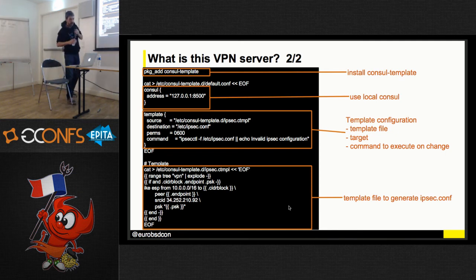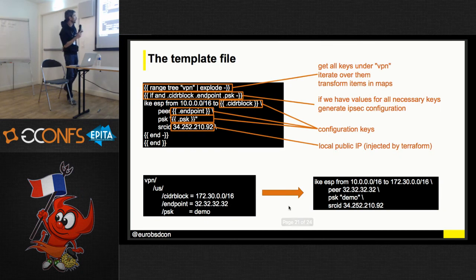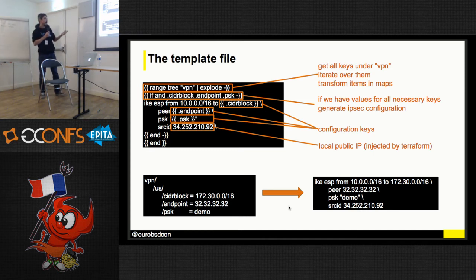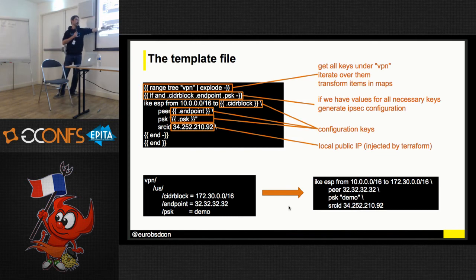And here is the template. The way the template works is that I'm going to create keys inside console that look this way. I'm going to have a root key called VPN, then a description for the VPN endpoint I want to connect to, and then three subkeys which have all the configuration I need to build the IPsec configuration. That's the network I want to connect to, the endpoint, which is the IP address of the machine I want to go to, and the pre-shared key I want to use. So from this in console, we're going to generate this configuration in ipsec.conf.